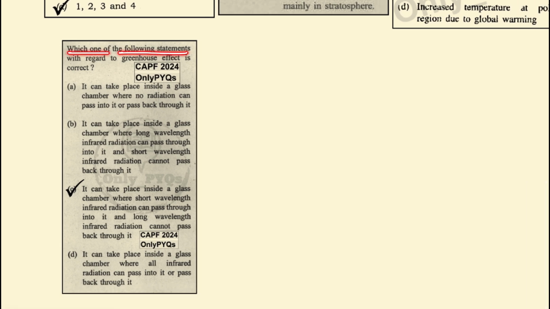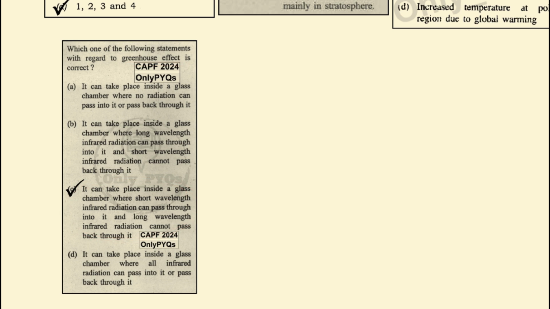Which one of the following statements with regard to the greenhouse gas effect is correct? It can take place inside a glass chamber where short wavelength infrared radiations can pass through it and long wave infrared radiations cannot pass through it. Yes, this is the correct explanation for the greenhouse gas effect.